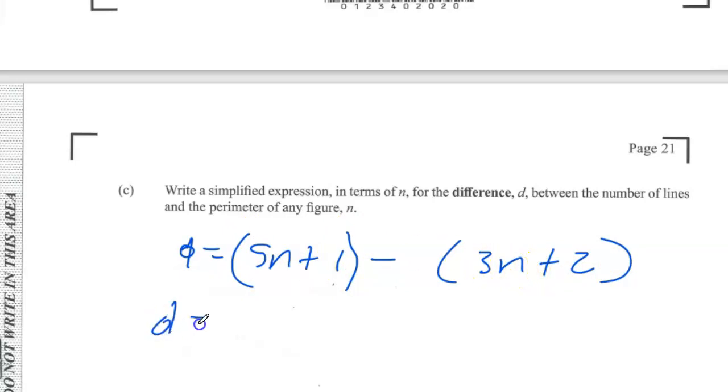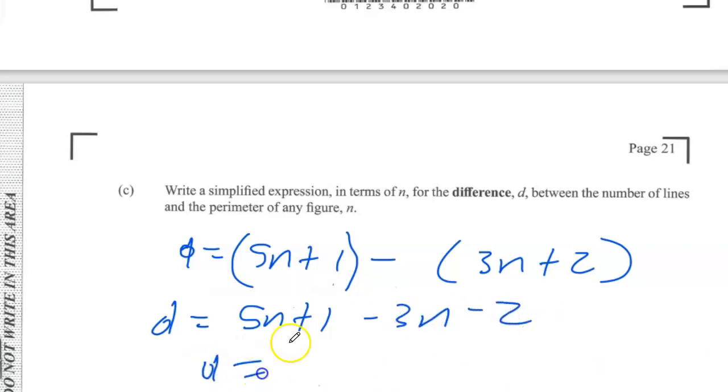So d, simplify, 5n plus 1 minus 3n minus 2. You group the n, you get 5n take away 3n, that's 2n. And 1 minus 2, that's minus 1, right? So d is equal to 2n minus 1.